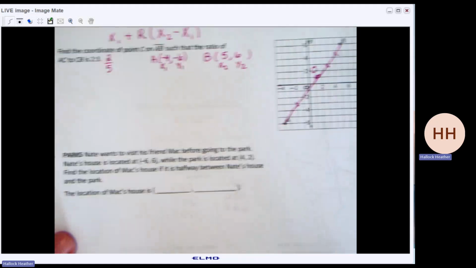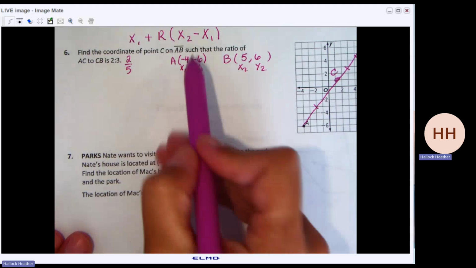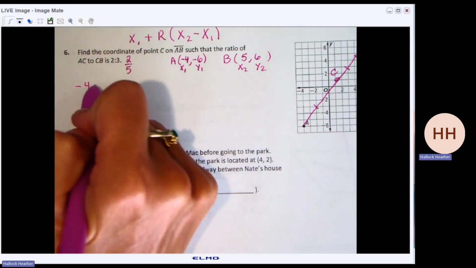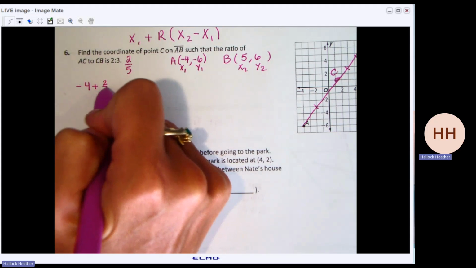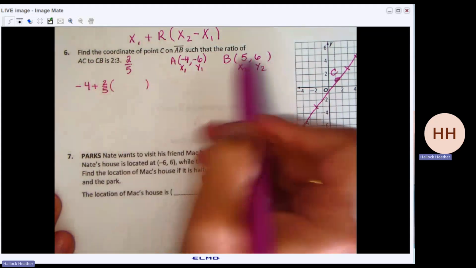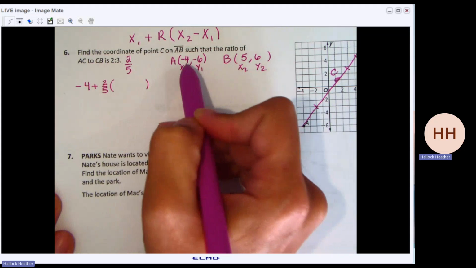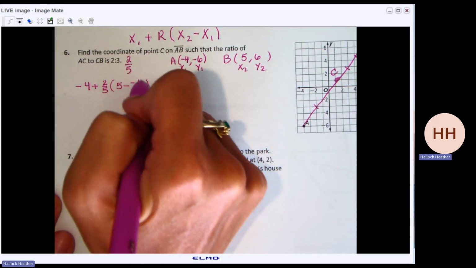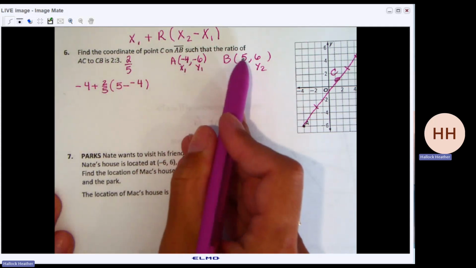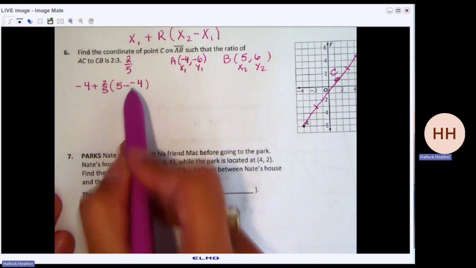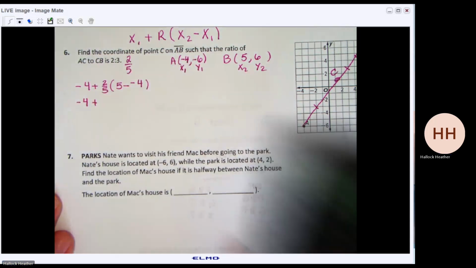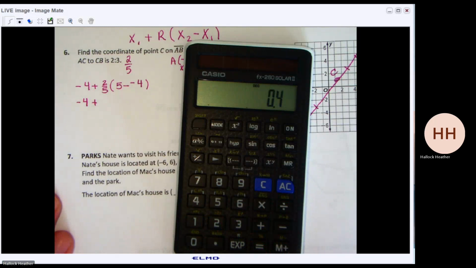So I've got to find my X value first. I'm going to take X1, which is -4. I'm adding my ratio as a fraction, which is 2/5, and I'm multiplying by the second value minus the first value. So I have 5 minus -4. If you are subtracting a negative, 5 minus -4, that's really going to make a plus sign. So this is -4 plus 2 divided by 5, which is 0.4.